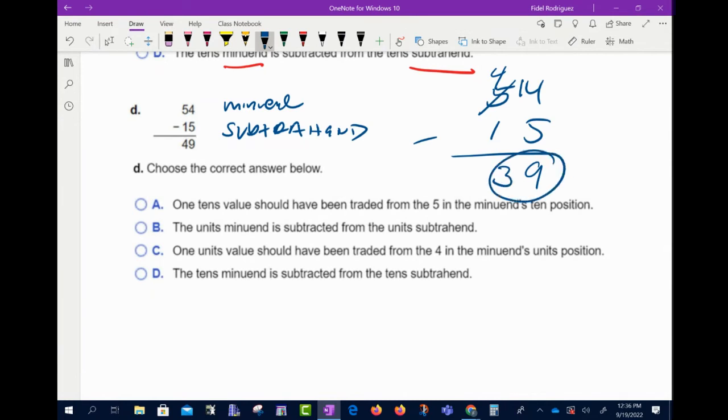So again, the directions are telling me, hey, they made a mistake. Where's the mistake that they made? Okay, so when we did this here, didn't we borrow 1 from the 5? And the 5 is in what position? Is it in the ones, the tens, the hundreds, the thousands? What do you all think? The 5 is in what place value? Anybody know? Tens, right? So look, a 10 value should have been traded from the 5 in the minuend's tens position. Remember, that's the minuend, right? So it looks like my choice, y'all, for part D would be A, because we should have borrowed from that, okay? And we should have ended up with a 39, not a 49, okay?